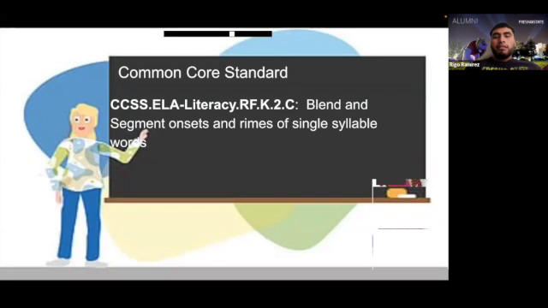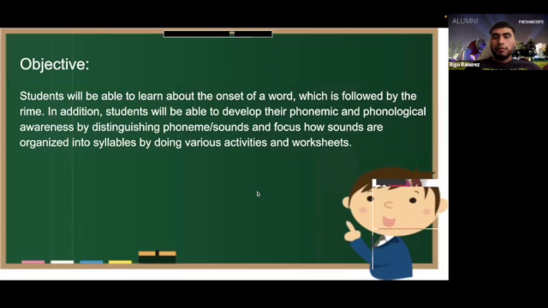The Common Core standard for this lesson is to blend and segment onset and rhymes of single syllable words. The objective of this lesson is that students will be able to learn about the onset of a word, which is followed by the rhyme. In addition, students will be able to develop their phonemic and phonological awareness by distinguishing phonemes, sounds, and focus on how sounds are organized into syllables by doing various activities and worksheets.